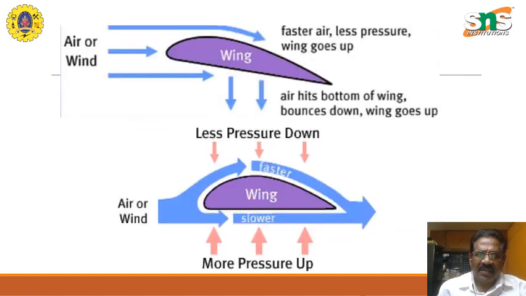Again, to explain it here, we have the faster air. This aerofoil or the wing can be tilted to change the angle, which is called the angle of attack. Then the faster the air, the lesser the pressure, and the wing goes up. Air hits the bottom of the wing and bounces down, and the wing goes up. Now there is more pressure at the bottom, and on the top you have lesser pressure, and the whole thing can lift up.